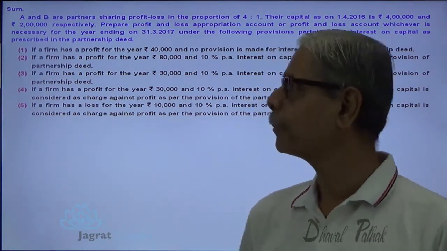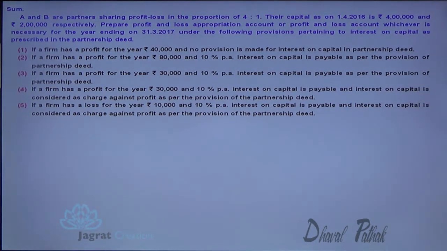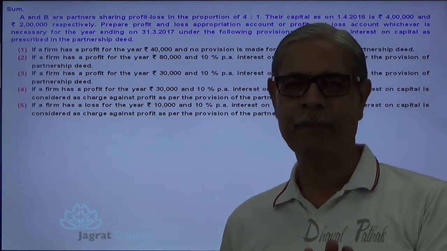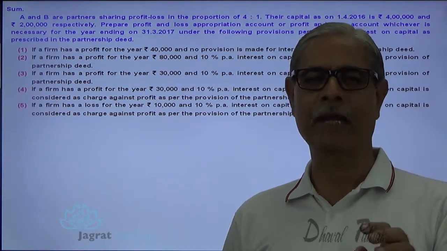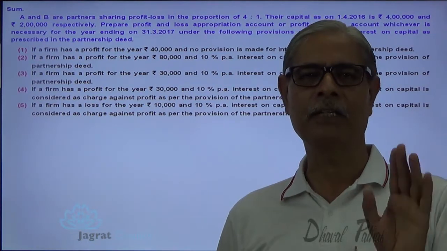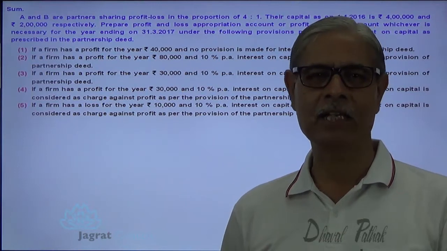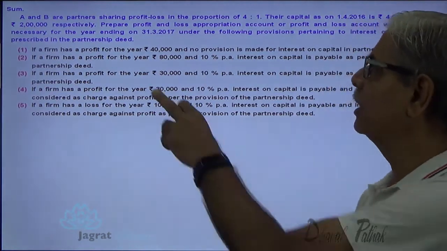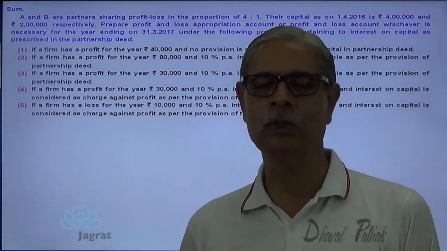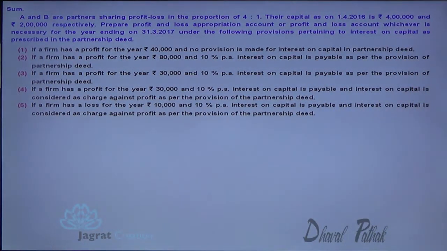the partnership deed. First, if the firm has a profit of 40,000 and no provision is made for interest on capital in the partnership deed, so the partnership deed has not prescribed anything about interest on capital. So no interest on capital could ever be given to any partner in the absence of agreement. If the partners don't agree to pay interest on capital, then interest on capital cannot be paid. The profit or loss, whatever is there, is to be distributed amongst partners in the agreed ratio, that is 4:1.